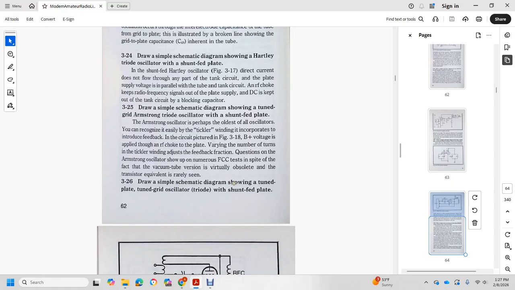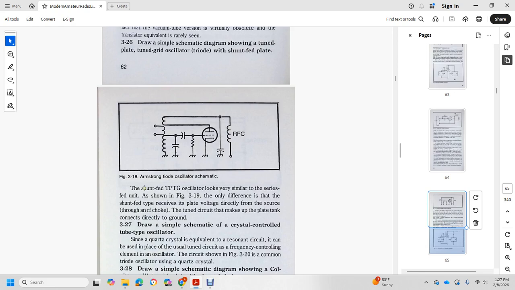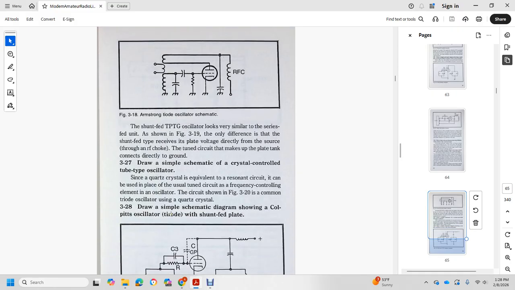Draw a simple schematic diagram showing the tuned plate, tuned grid oscillator as a triode with a shunt-fed plate. The shunt-fed tuned plate, tuned grid oscillator looks very similar to the series-fed unit shown in figure 319. The only difference is that in the shunt-fed type the plate voltage comes directly from the source, with the radio frequency kept out. Make sure the plate tank connects directly to ground.